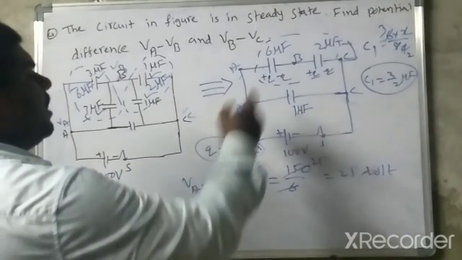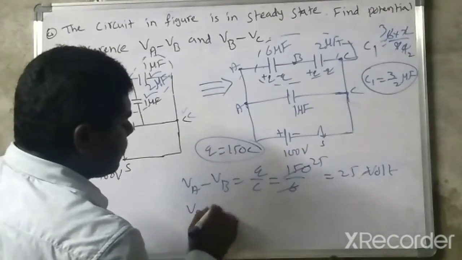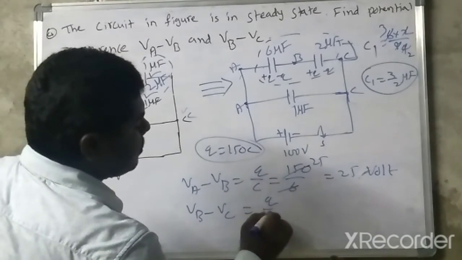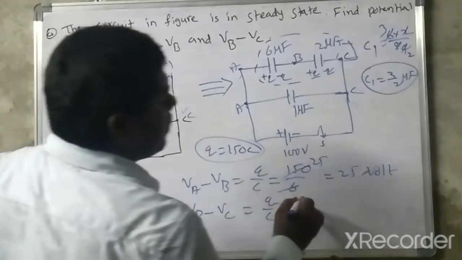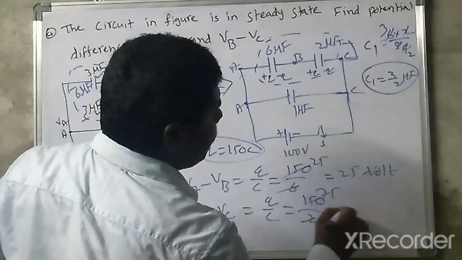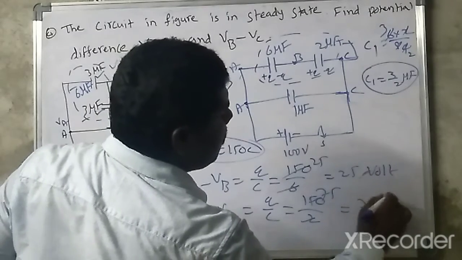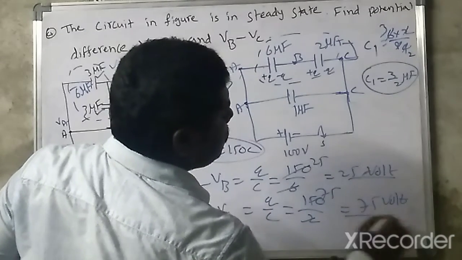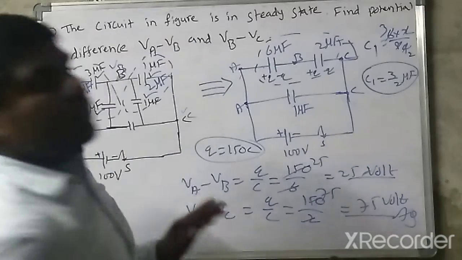Similarly, VB minus VC is nothing but Q upon C. Here Q is nothing but 150. Here C is nothing but 2. This is 75, so 75 volt. Now these two are the answers to the questions.